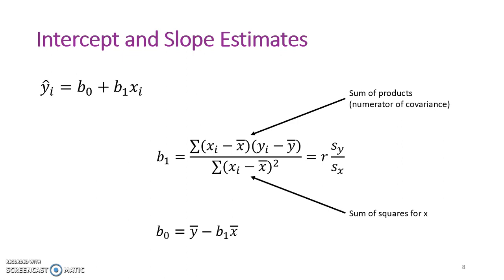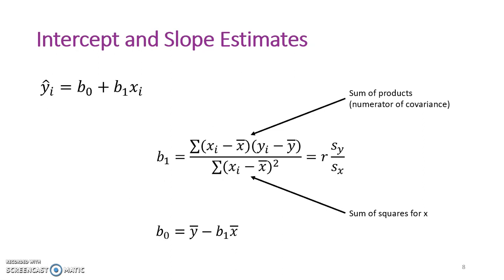So remember, the sum of products is essentially the sum of the difference between each x score and its mean and each y score and its mean. Those multiplied, and then we sum those values. And this equation is also equal to the correlation between x and y multiplied by the standard deviation of y over the standard deviation of x. So if we divide standard deviation of y by standard deviation of x, and then we multiply that value by the correlation between x and y, this gives us the slope estimate for this regression equation.